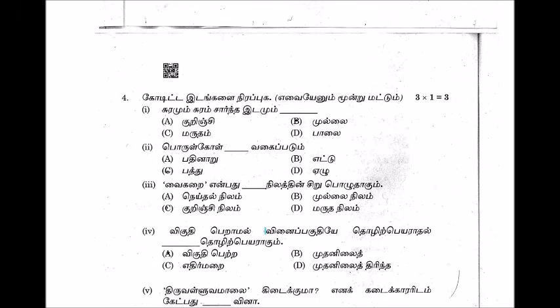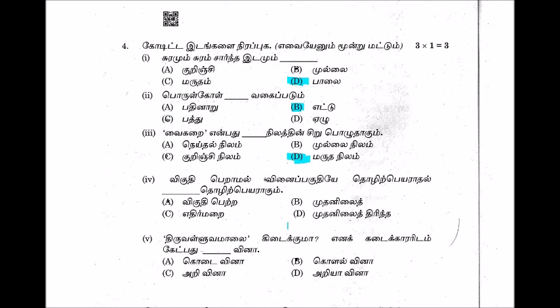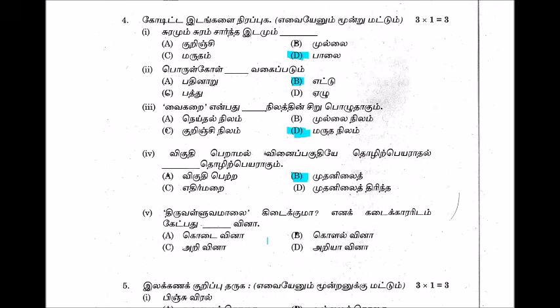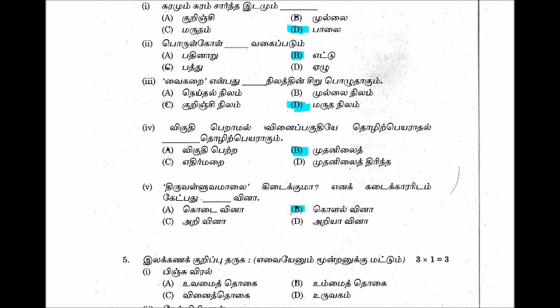In the fourth question, first question, option D is the correct answer. Second question, option B is the correct answer. In the third, it's option D. The fourth one, option B. And the fifth one is again option B.